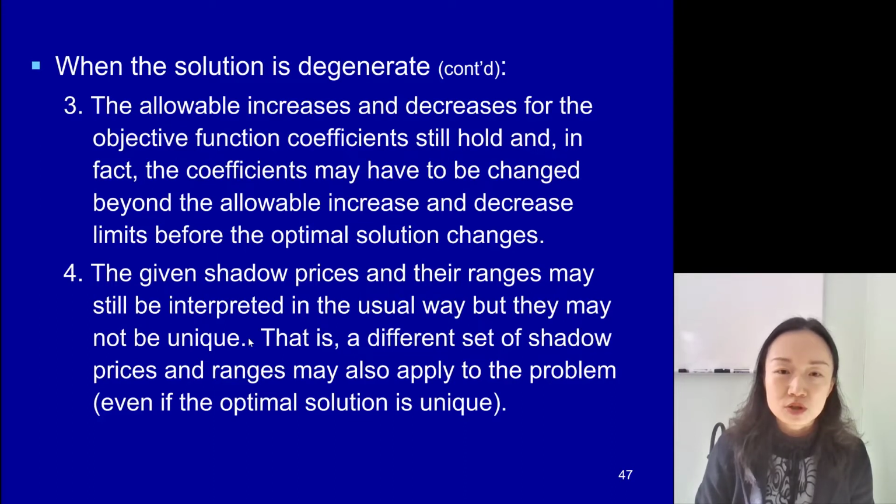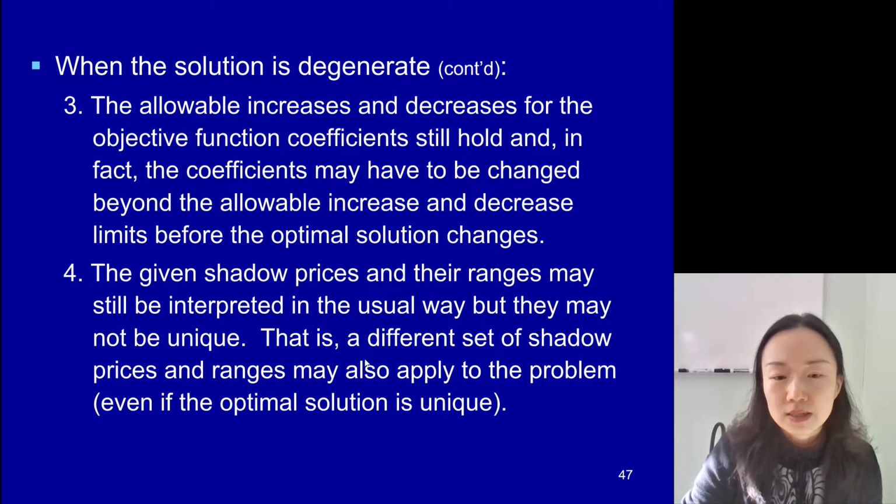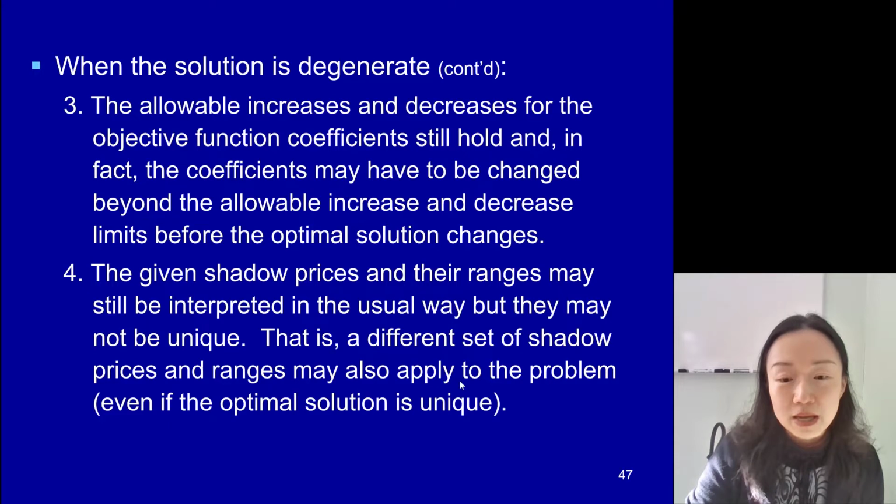So when two people solve the problem and generate the sensitivity reports, you may have two sets of shadow prices with their allowable increase and decrease ranges, same as the reduced cost. So this means that a different set of shadow prices and ranges may also apply to the problem, even when that optimal solution is unique.